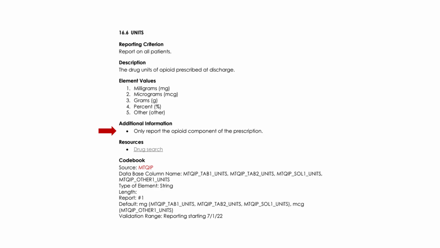Units refers to the drug units of the opioid prescribed for the patient at discharge and should be reported based on the opioid dosage form. Report only the opioid component of the prescription.